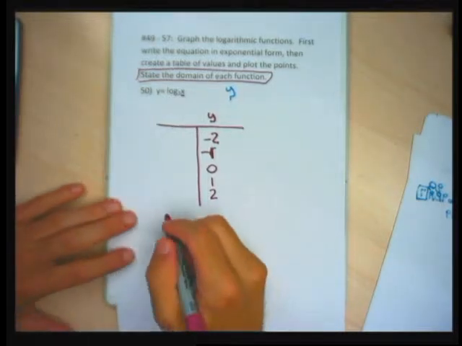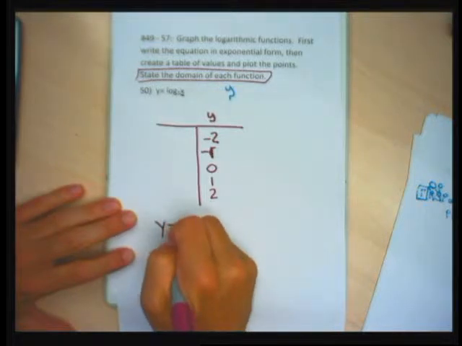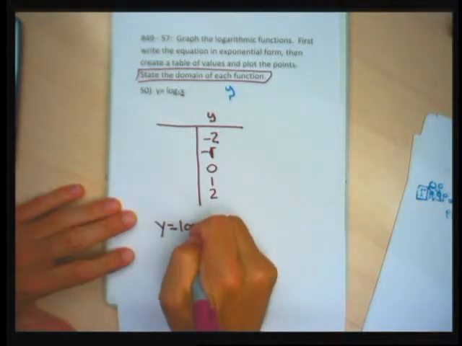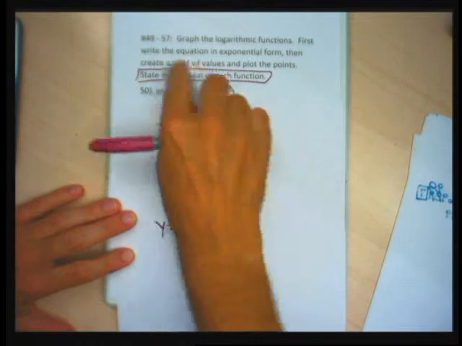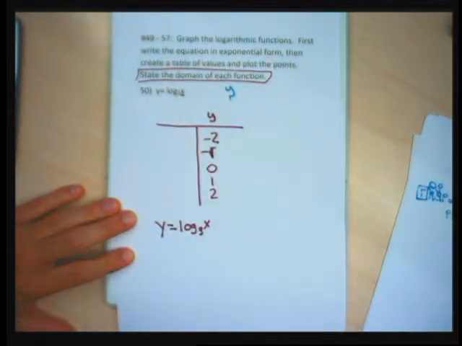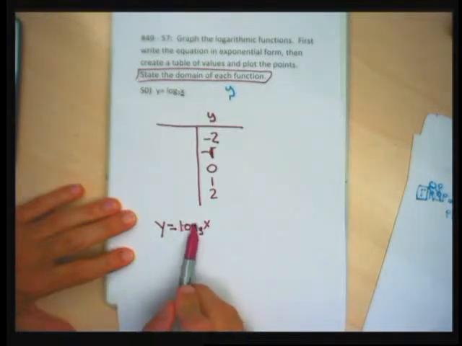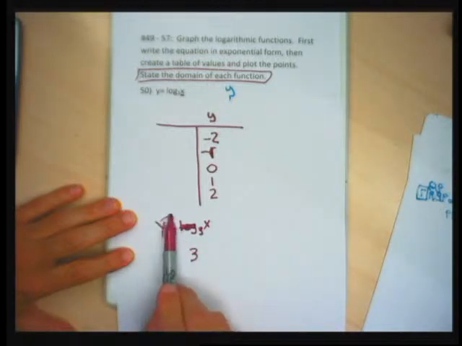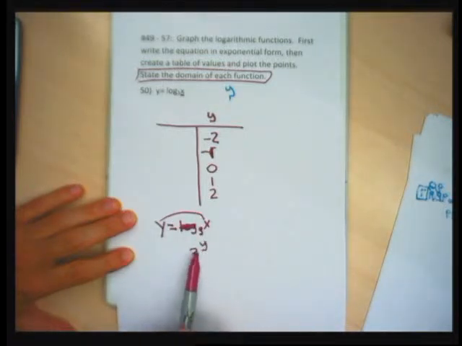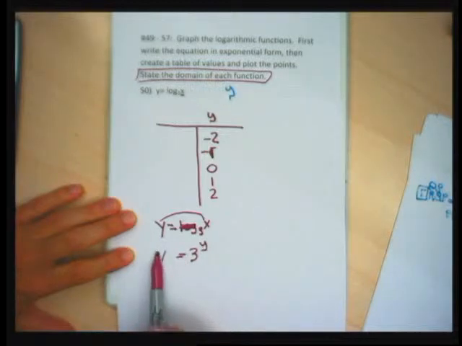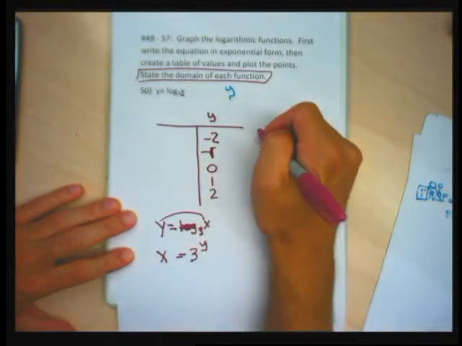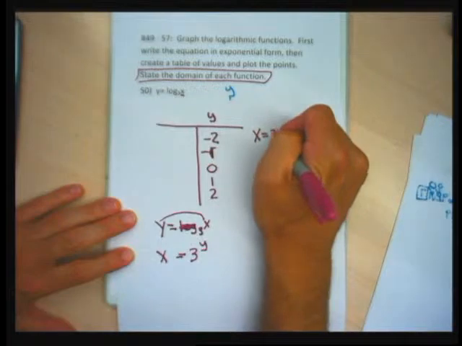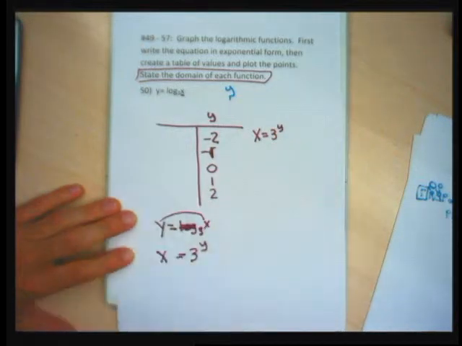How do I fill in the table? I follow my hint. My hint says, scratch out the logarithm, write the equation in exponential form. To write an equation with a log without a log, that's exponential form. I cross out the log. The 3 was the base. It's going to stay the low part. I'm going to switch the y and the x. So the function I'm finding points for is x equals 3 to the y.